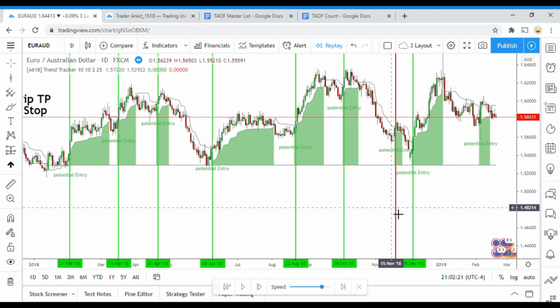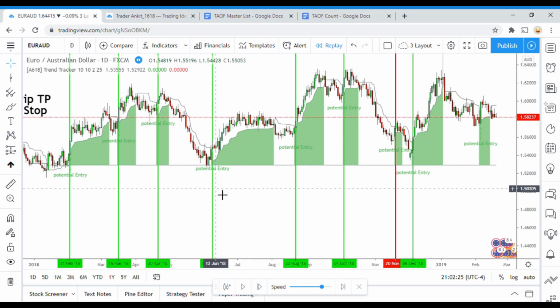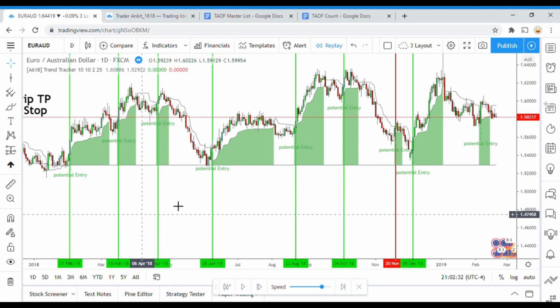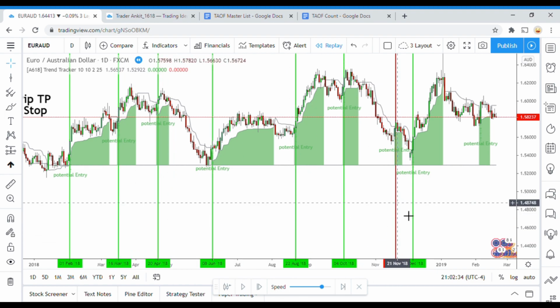I guess we don't really need to necessarily add them up to know that we are definitely in the green on this one. So 1, 2, 3, 4, 5, 6, 7, 8. 8 signals, and 7 of them were winners. So, yeah, it's kind of interesting.